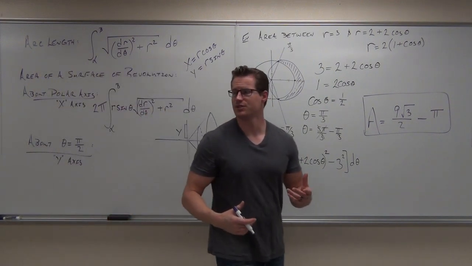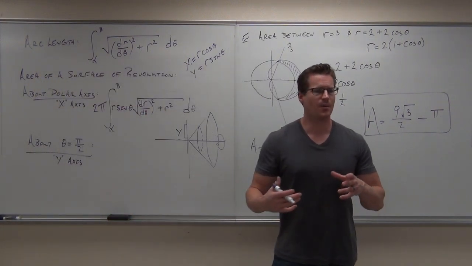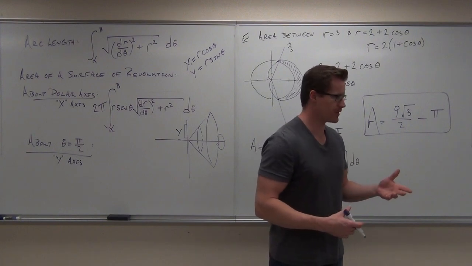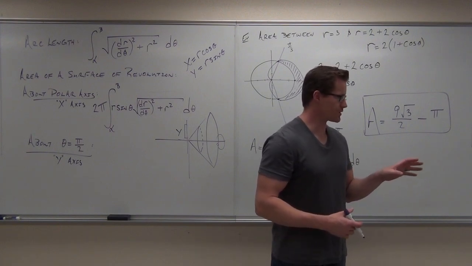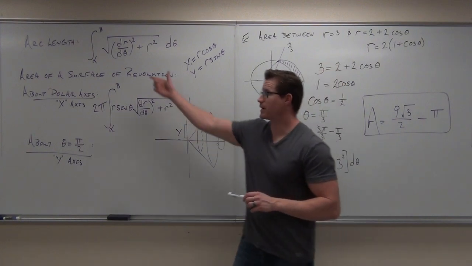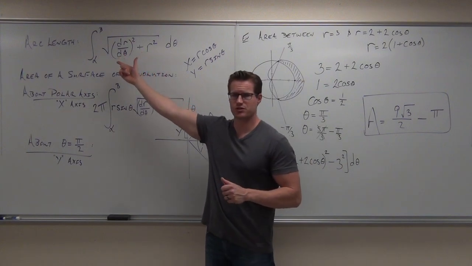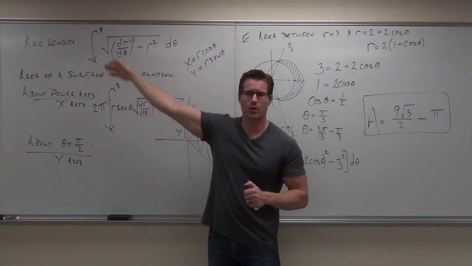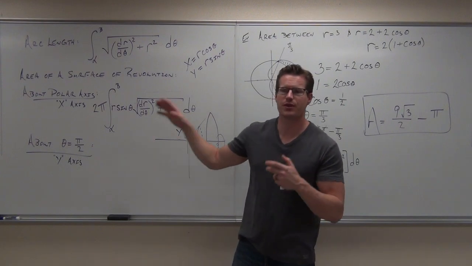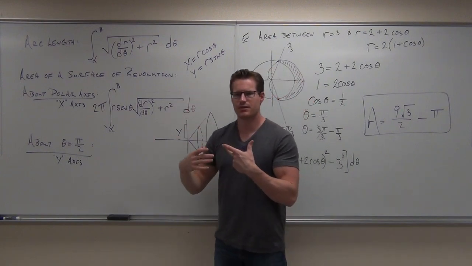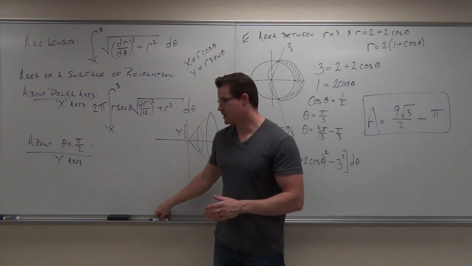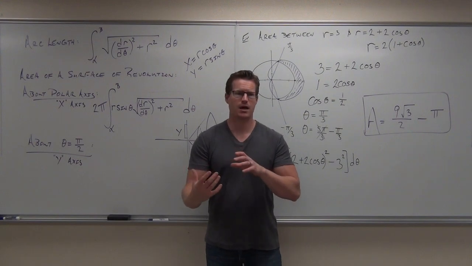Now, I'm not going to give you an example about how to do this. I'm hoping that you can figure out that it's a formula. So let's look at this for a second. You already told me that you guys could find length, right? Yes. So if I ask you to find the surface area of revolution about the polar axis, the x-axis, think about what this means. All I want to do is find the circumference times the length.